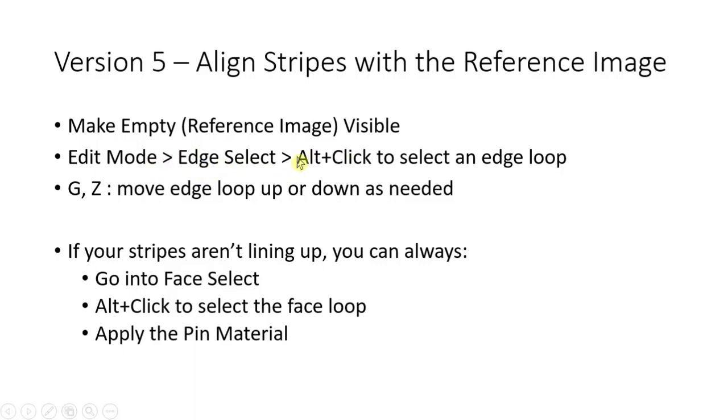To select loops, you are going to hold down Alt and click on whatever it is you're wanting to select, whether that be a vertex, edge, or a face. Okay, it's Alt. And then you can always do G to move your edge loop up or down, or you can also hit Z so that you can isolate that movement along the Z axis.